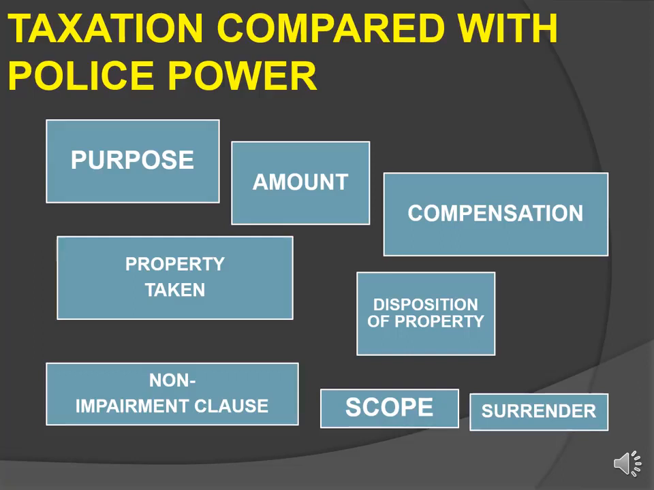What about the relation of the non-impairment clause to the power of taxation and police power? Taxation is subordinate or inferior to the non-impairment clause. In short, the power of taxation could not be exercised if it would violate the non-impairment clause. On the other hand, police power is superior to the non-impairment clause, such that police power could be exercised even if it would violate the contractual agreement between parties. But why is this so? This is so because the need for police power is more urgent than the need for taxation.